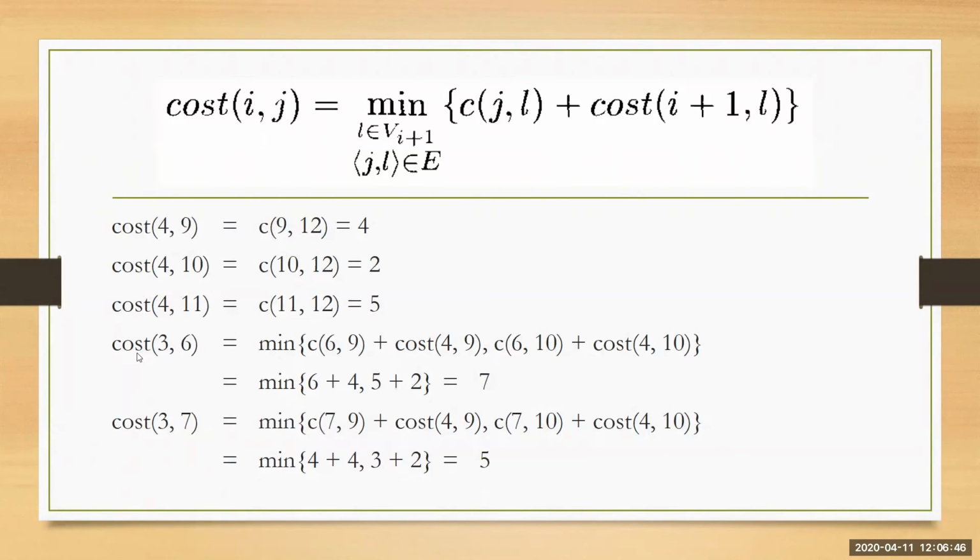Now look at this, cost of 3 comma 6. You have to calculate the cost of vertex 6, and that vertex 6 is at stage number 3. Now how to do this? Since it is connected to two vertices, you have to calculate the min of C of 6 comma 9, where C is the edge cost, plus cost of 9 in stage number 4. I hope you understood. Once again, the cost of edge from 6 to 9 plus cost of 9 in stage number 4.